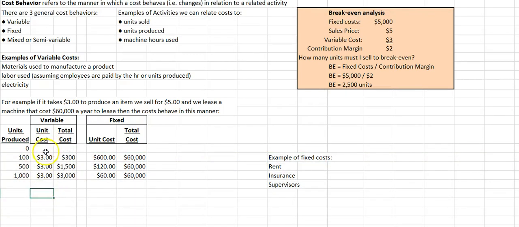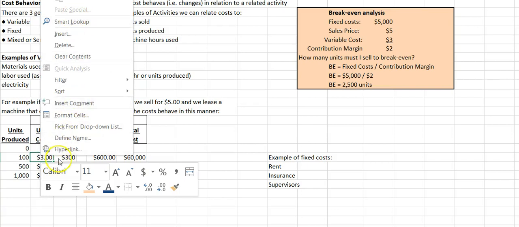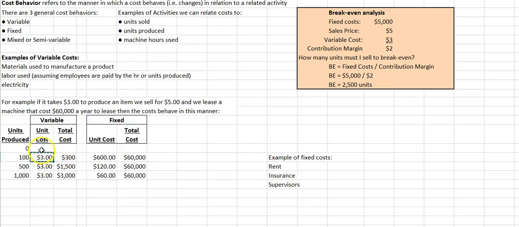Okay, so if I produce 0 units, the unit cost is going to be $3, right? But you produce 0 units, so you're going to have 0 variable costs. Over here, you're still going to have $60,000 in fixed costs. It doesn't matter. This is always going to be fixed.